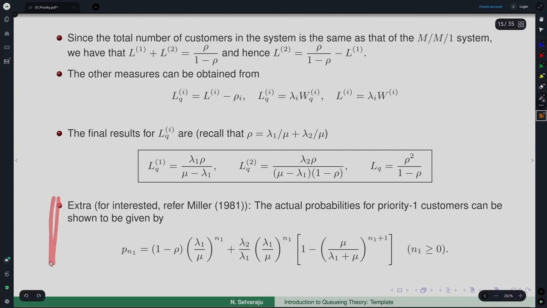Now, this portion is extra, for those of you who are interested alone. Otherwise, do not bother about this portion; this is extra for the interested.